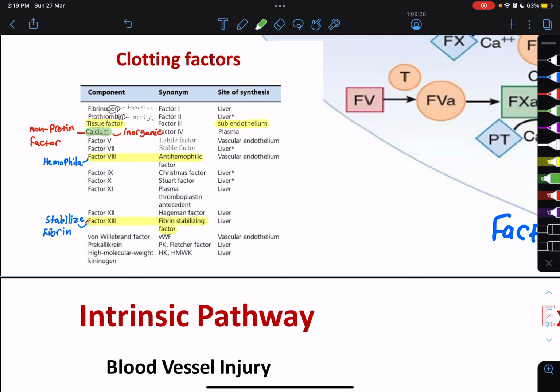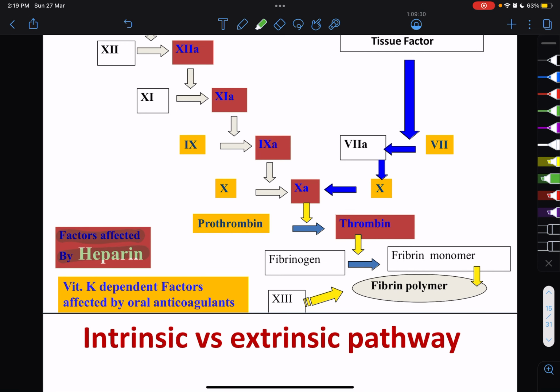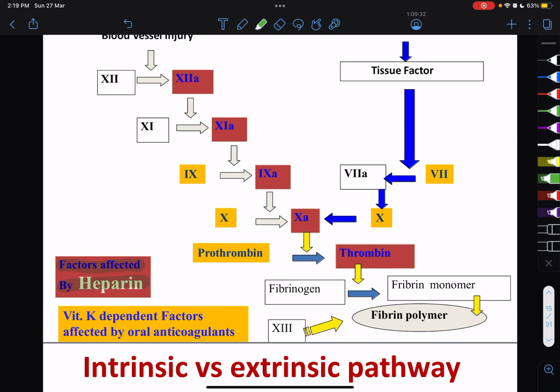Look at the other thing. Some of the factors are produced by the liver, and vitamin K is necessary for their production. Vitamin K dependent factors. This is also very important. So if there is vitamin K deficiency, if a baby is born with vitamin K deficiency, or if a person has vitamin K deficiency, which factors will not be formed in the clotting system? If vitamin K is deficient, which factors will be affected?